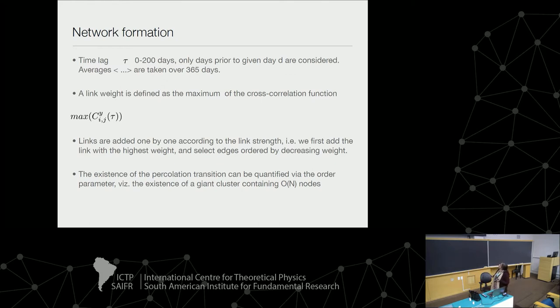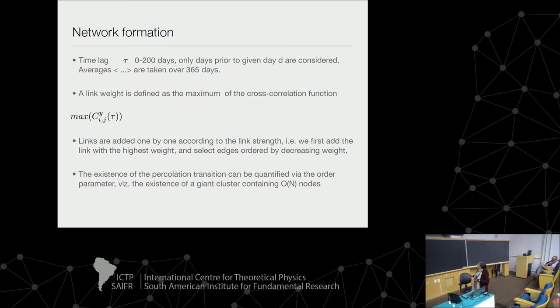So using this, we construct this cross-correlation function. There's a time lag of 0 to 200 days. I'll tell you later why 0 to 200 days. And what we do is connect the network according to the cross-correlation, so the link weight is defined. Remember that there's a time lag of 200 days, so there are 200 values. We just take the largest of them, the maximum of the cross-correlation. And we add links to the network one by one according to the link weight. That is, we first add the link with the highest weight and select edges ordered by decreasing weight.